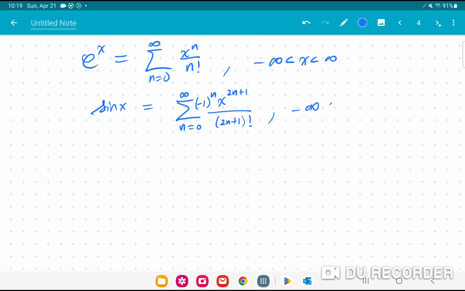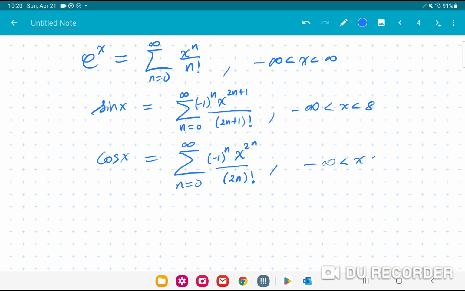And if you compute cosine of x the same way, what you're going to get is n from 0 to infinity minus 1 to the power of n, x to the power of 2n over the quantity 2n factorial. I keep writing 8 with radius of convergence from minus infinity to infinity. These are three important Maclaurin series that we at least should recognize.